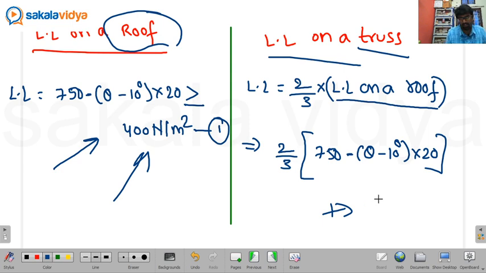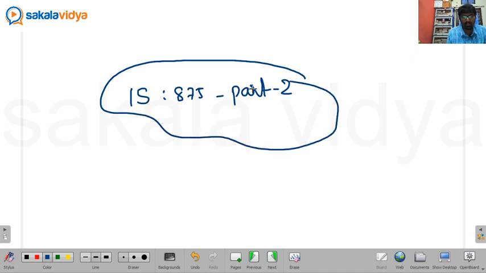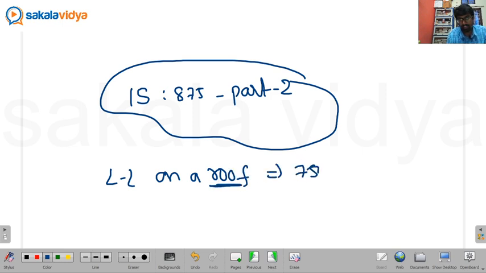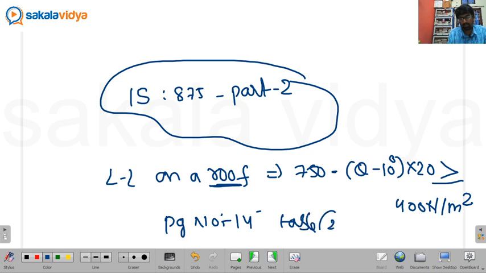So for live load, we have to follow the code book, that is IS 875 part 2. So what is the formula to calculate live load on a roof? First you remember this formula. On a roof, that is 750 minus (theta minus 10 degrees) into 20, where it should be greater than or equal to 400 Newton per meter square. So this formula is found in page number 14, table number 2, clause number 3 or point number 3.